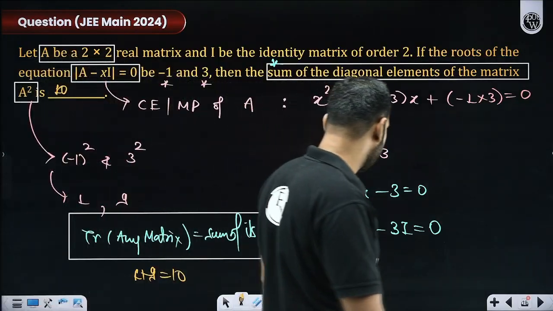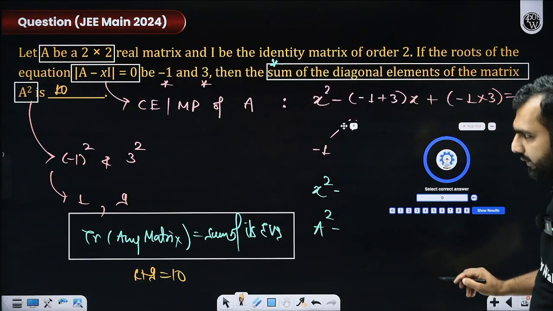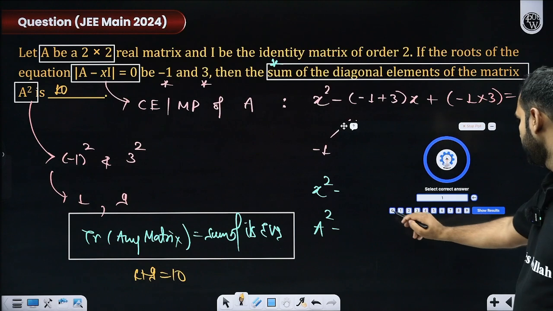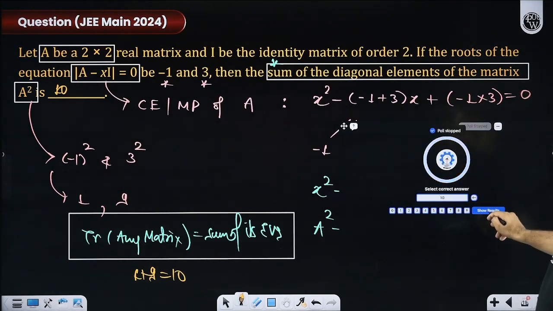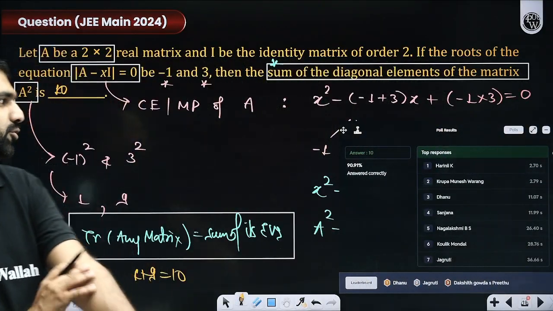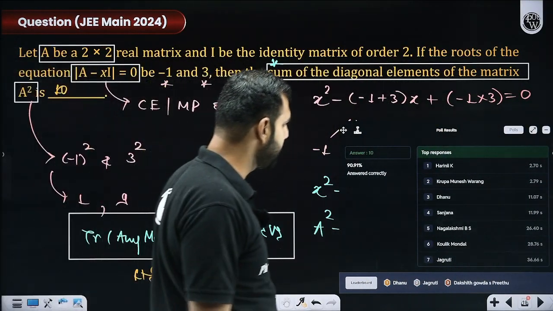Let's see how many of you comfortably got it. I think 10 is the answer, right? So let's see how many of you got 10 as the answer. Okay, 90% is a really good number. That helps me in understanding that you have started understanding it.